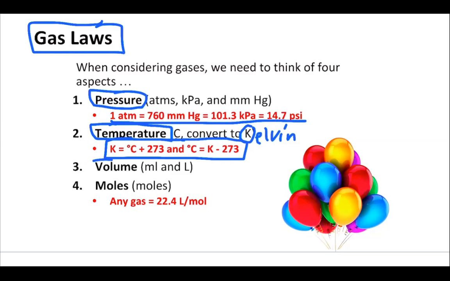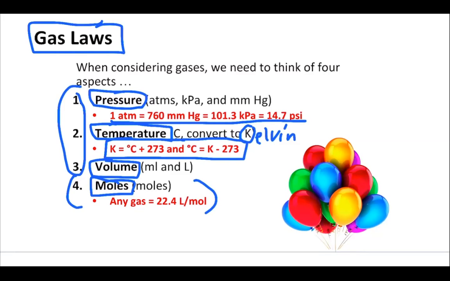Volume is measured in either milliliters or liters. And then we also have moles, which is the amount of gas present. We're not going to spend much time on moles in particular because that's a whole other thing we could do. Plus, I think PSI touched on this a little bit last year. So we're going to focus on these 3: pressure, volume, and temperature.